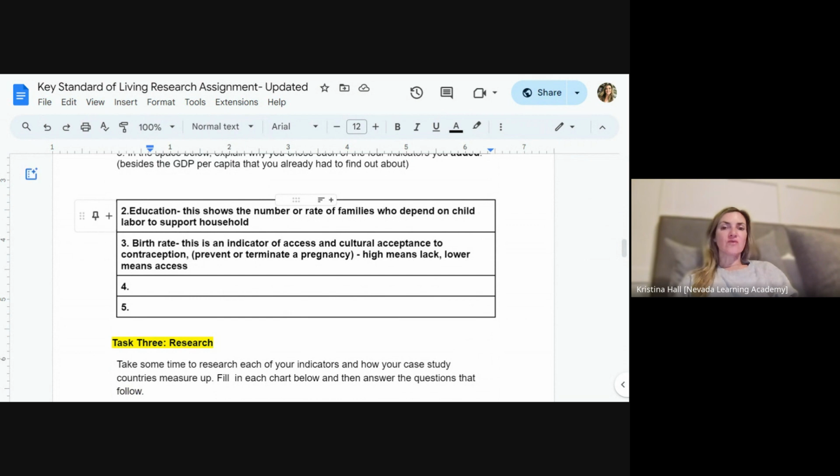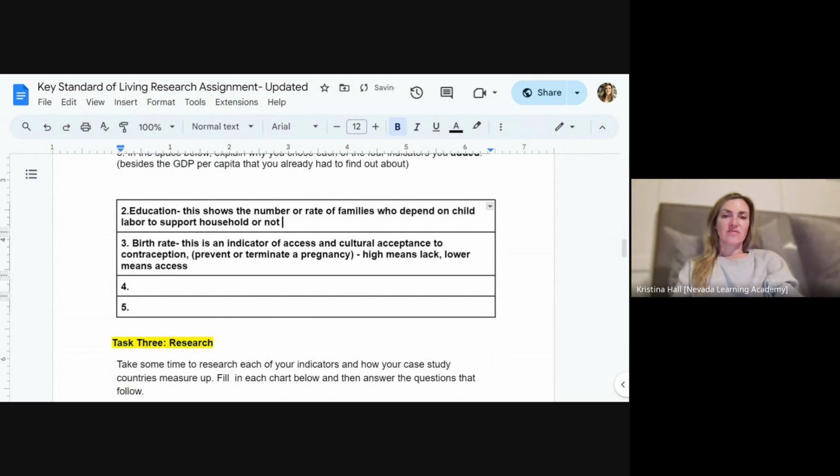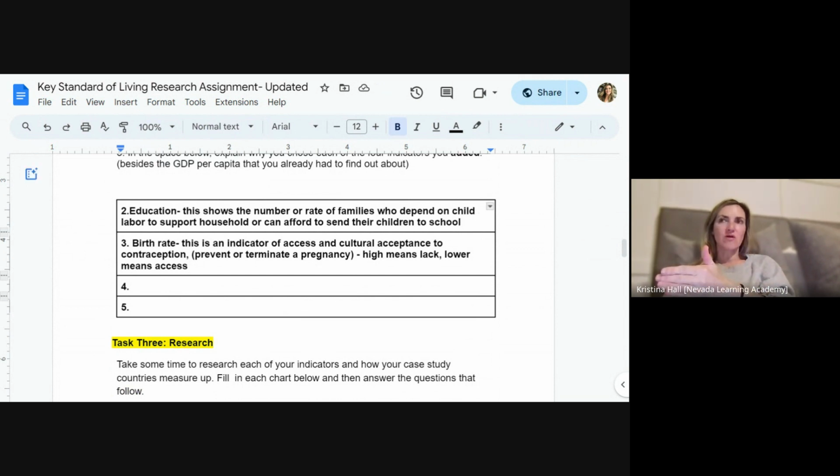This shows the rate of families who depend on child labor to support a household, or not, or can afford to send their children to school. So like here, school is required. Your parents don't even have a choice. You have to go to school, okay? Whether it's private, homeschool, public school, you have to go to school through high school, right? You have to get educated. So that is a sign of a developed nation. That's a sign of a wealthy nation overall. Now, it doesn't mean you individually are wealthy, but as a nation, there's a higher standard of living because, one, education is provided and it's required.